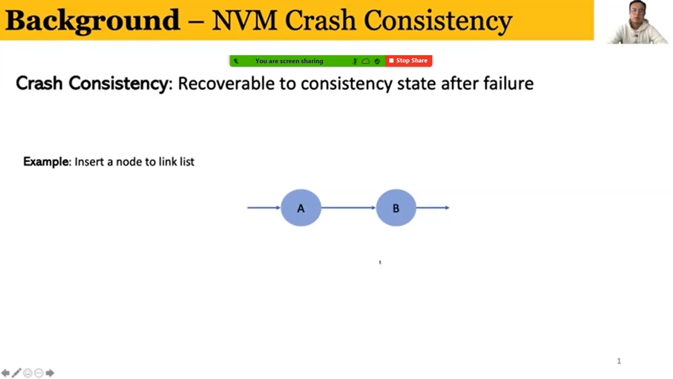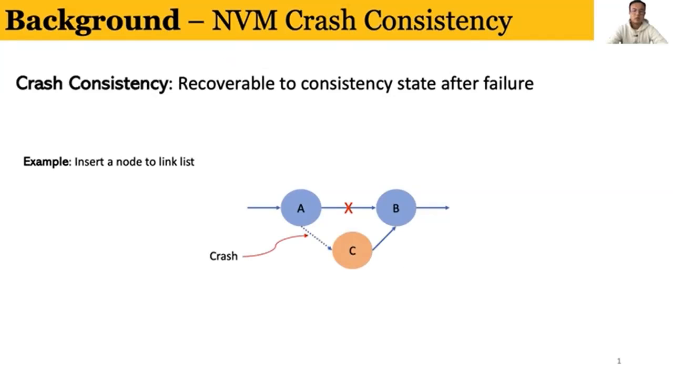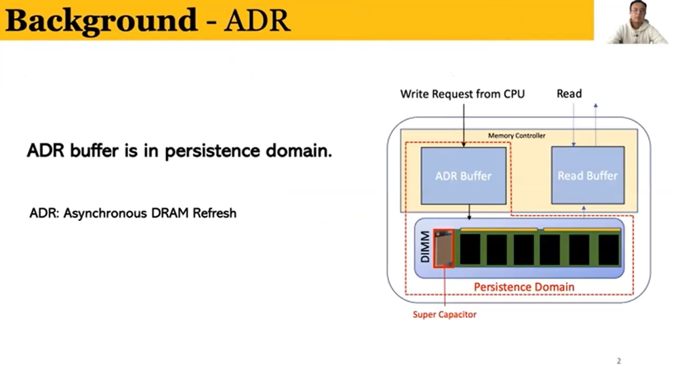Consider the example of inserting a node C into the linked list. First, the next pointer of C points to B. Then change the next pointer of A to C. If a crash happens on this step, without support of crash consistency, this list will be broken and in an inconsistent state after recovery. ADR is asynchronous DRAM refresh, which is proposed by Intel to safely persist write requests in the memory controller to NVM in case of power failure. As we can see, the red buffer supported by ADR, here we call ADR buffer, is in the persistence domain.